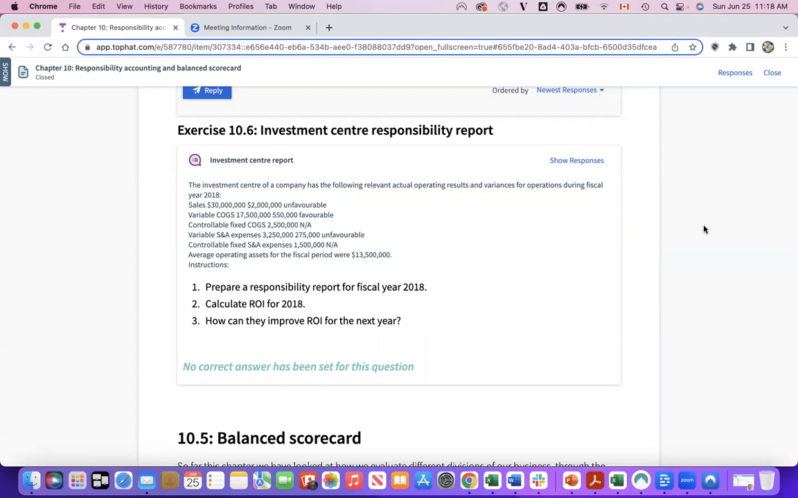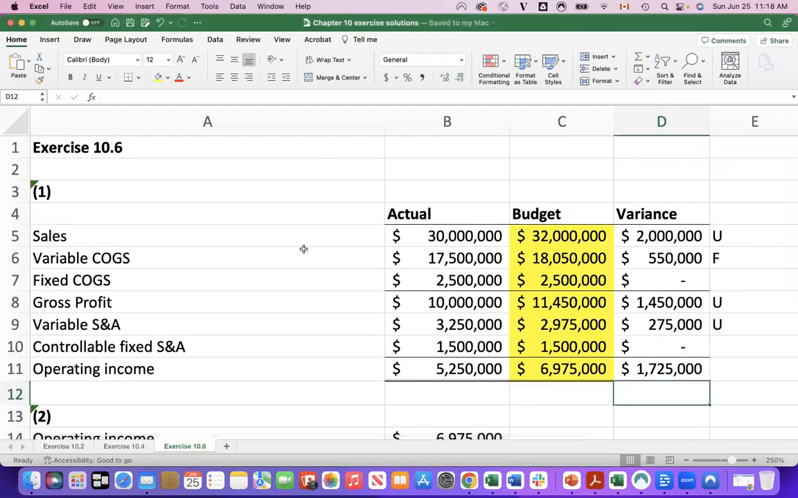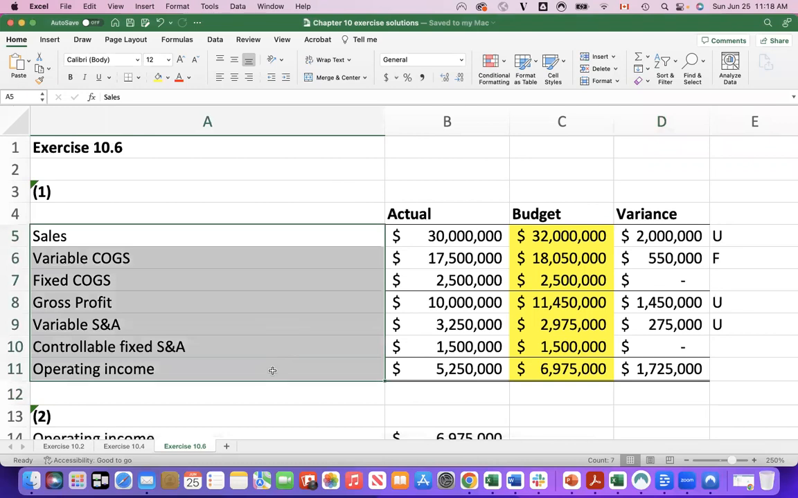So based off of all of this, we're going to prepare a responsibility report. We're going to calculate ROI, and then we're going to talk about how we can actually improve ROI for the following year. So the first thing we need to do is prepare the responsibility report, and notice the format. The format follows a gross profit income statement, breaking out cost of goods sold and selling and admin into variable and fixed components. So we get a little bit more detail, so we can get more insight into how this investment center actually operated.